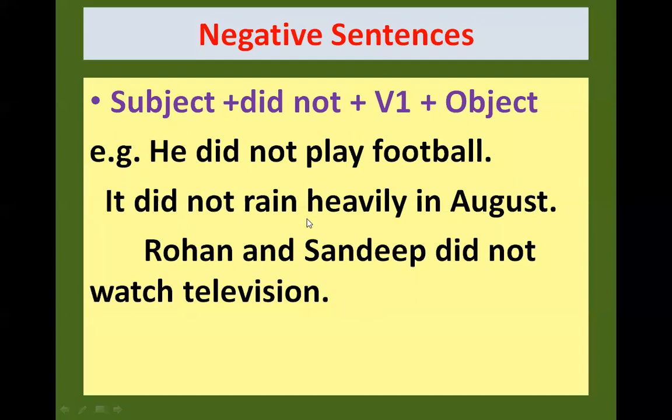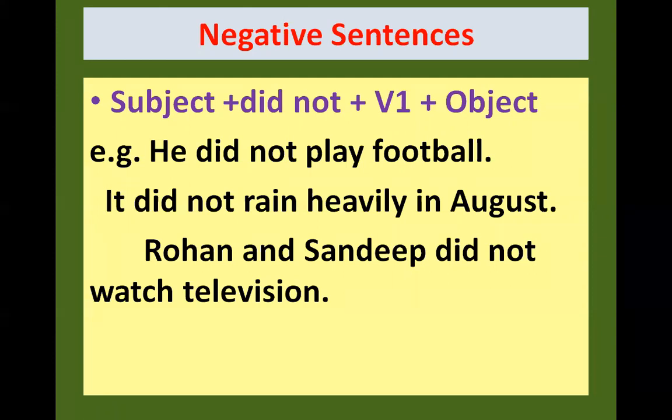It did not rain heavily in August. Rohan and Sandeep did not watch television. So इस तरह से when you are referring to simple past, you use the verb in its second form.